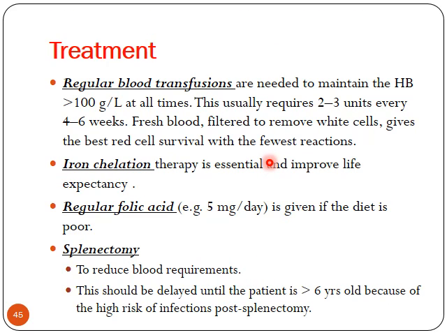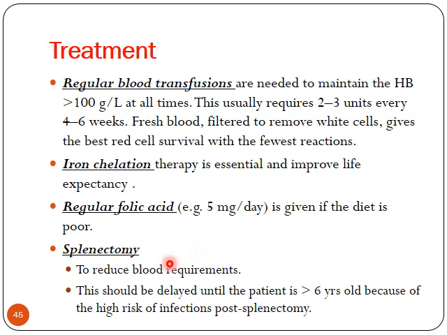So, the treatment of a case of thalassemia depends on regular blood transfusion to maintain the hemoglobin at about 100 grams per liter, usually requiring 2 to 3 units every 4 to 6 weeks. Fresh blood filtered to remove white cells gives the best results in survival and the fewest reactions. Iron chelation therapy is pivotal to improve life expectancy and decrease the comorbidities that might happen. Folic acid is required, 5 grams per day, if the diet is poor.